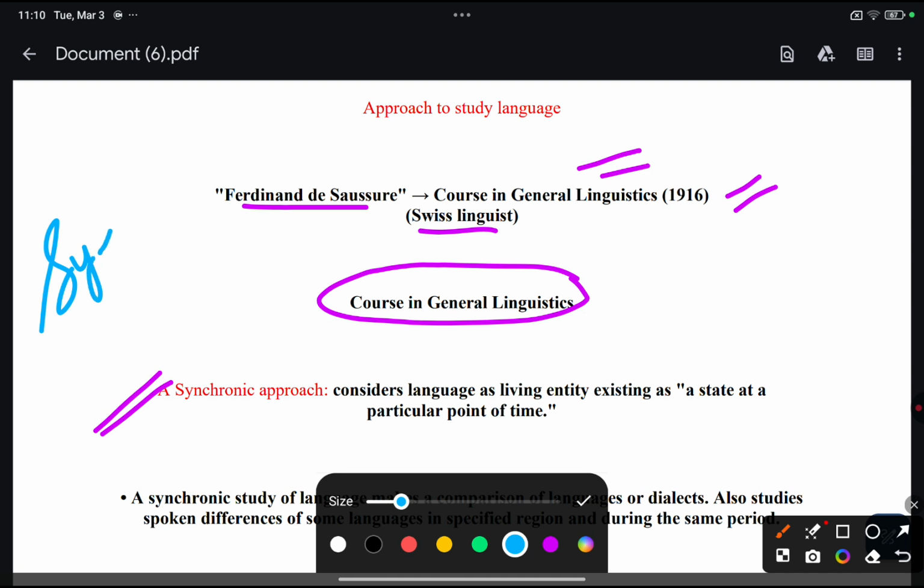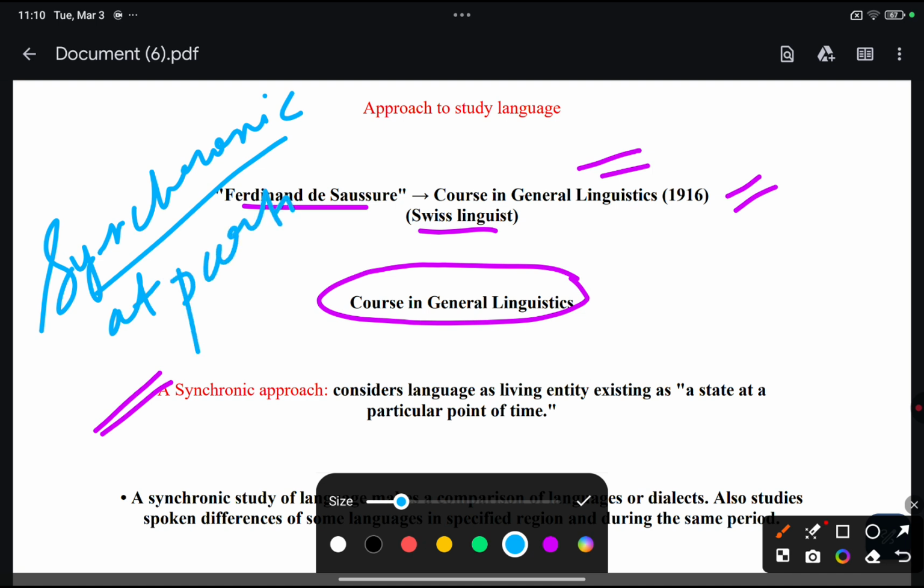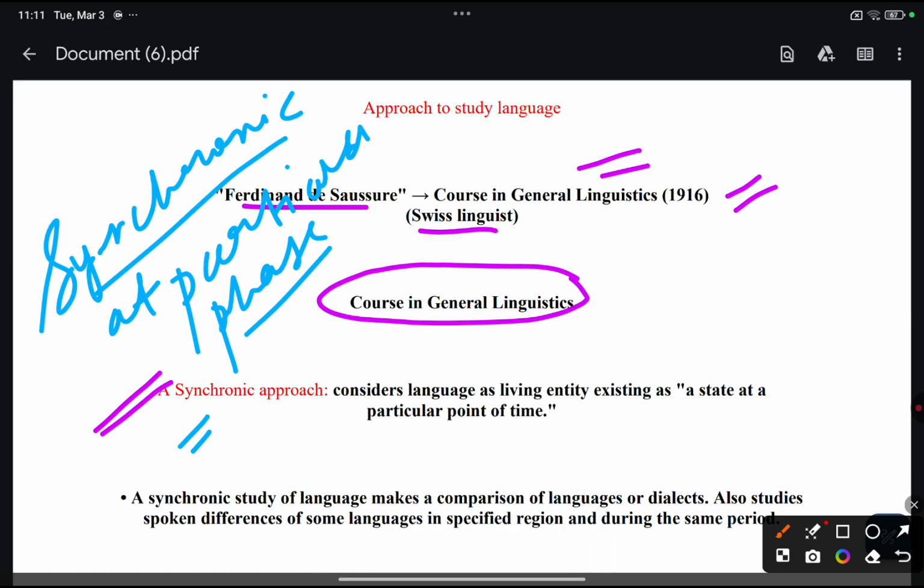Now, in simple terms, what is the synchronic approach? The synchronic approach studies the language at a particular time, or a particular phase, you can say. For example, if you want to study the function and the features of a language in old English, you have to go through the synchronic approach, because you are going to study the function and the features of the language at that particular period of time. So you have to follow the synchronic approach.